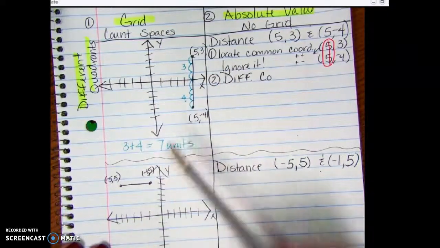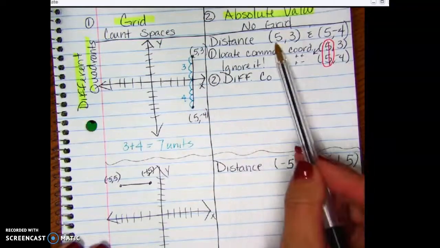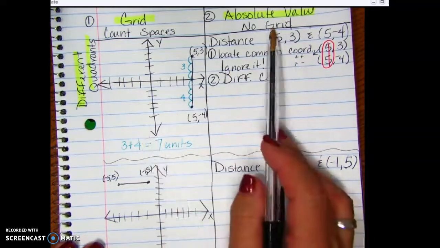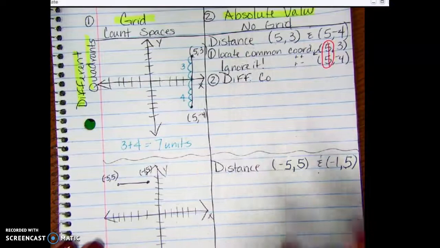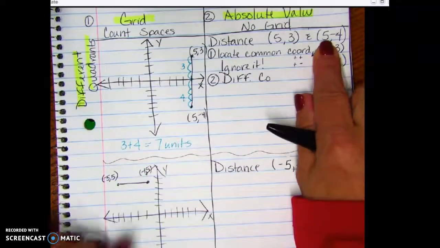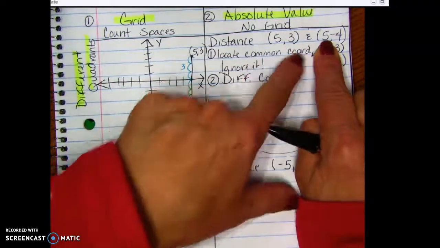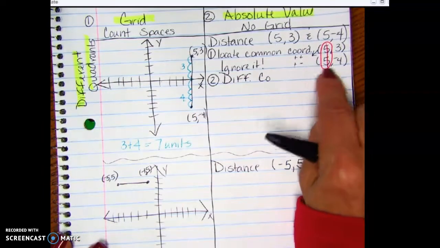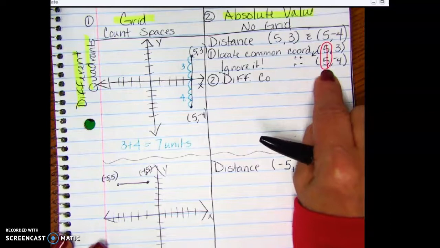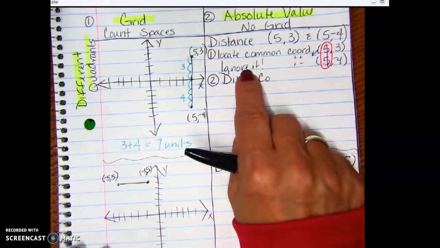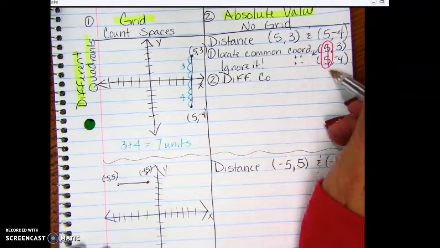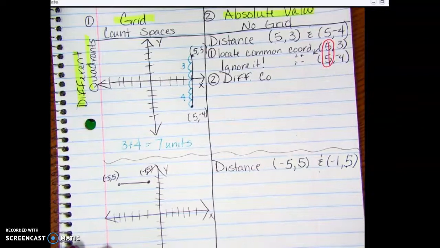So I'm going to take these numbers right over here and I'm going to show you how you can do finding the distance using absolute value. So the first thing is you locate the common coordinate. Now, how do I do that? I write my numbers right on top of each other. Sorry, I don't have my erasable pen. And then what you do is you ignore it. What do I mean by that? Well, I circled it, found them, located it, and then I drew a line through them. I don't need them anymore.